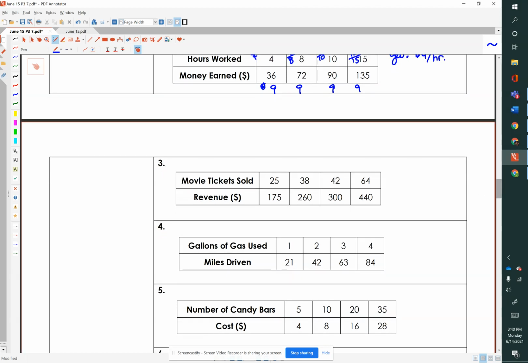So now we've got movie tickets sold and revenue earned by the movie theater. So 175 divided by 25, then we're going to do 260 divided by 38. We'll do 300 divided by 42 and 440 divided by 64. And 175 divided by 25 gives us a nice even 7.